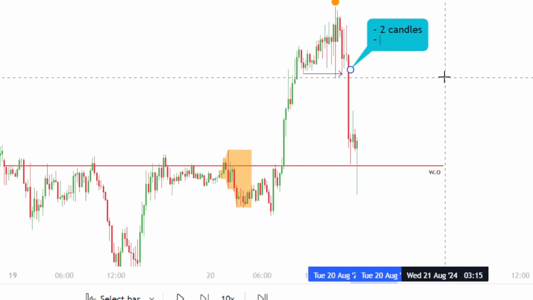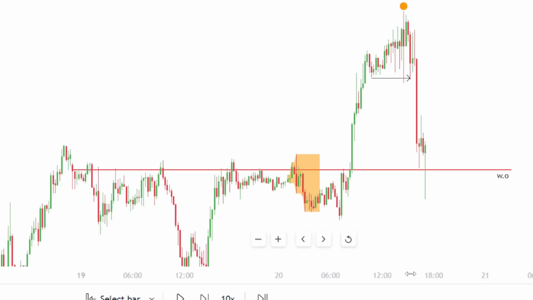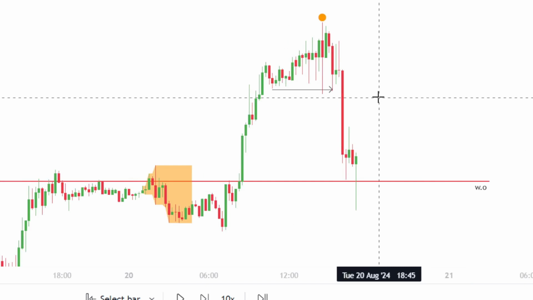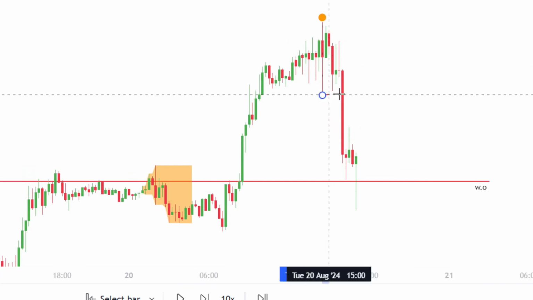The second thing is we must break with a body. So no body break, no BOS. Do you see how this was not the structure break, but in fact, this fair value gap down candle over here gave us the market structure shift, right? So from here now we have an inefficiency just over here.